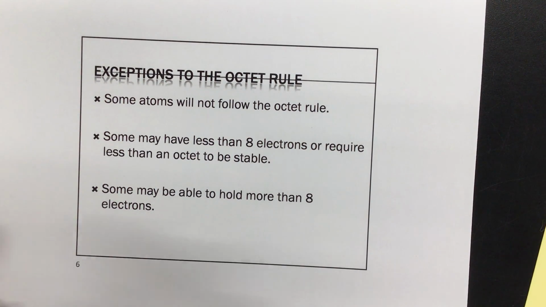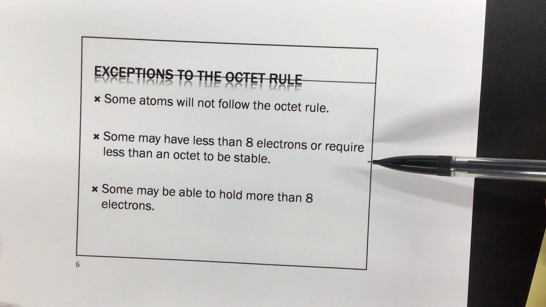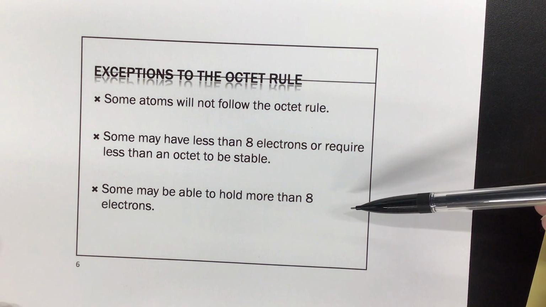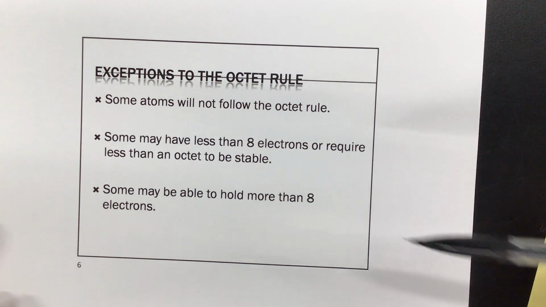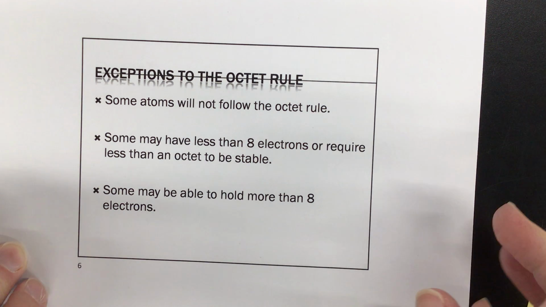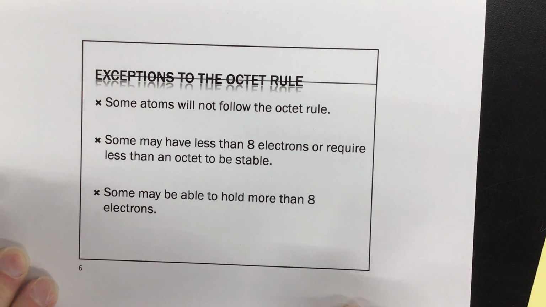So we are going to talk about some exceptions to the octet rule. You already know one exception, and that exception is hydrogen and helium. Because they're little, they cannot hold 8 electrons. But there are some other atoms that don't follow the octet rule, and some of them will have less than 8, like hydrogen and helium, and some of them can hold more than 8, and it has to do with those pesky d orbitals that are always kind of doing some weird things for us, right? We didn't like them when we did electron configuration, and we don't like them now.